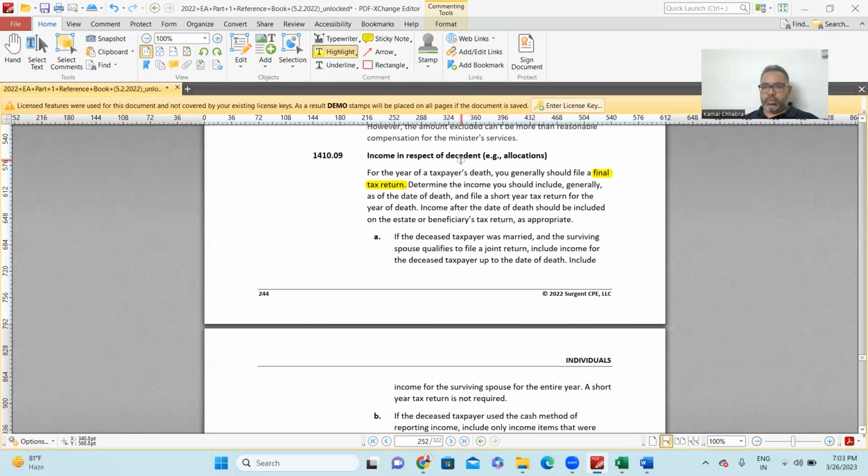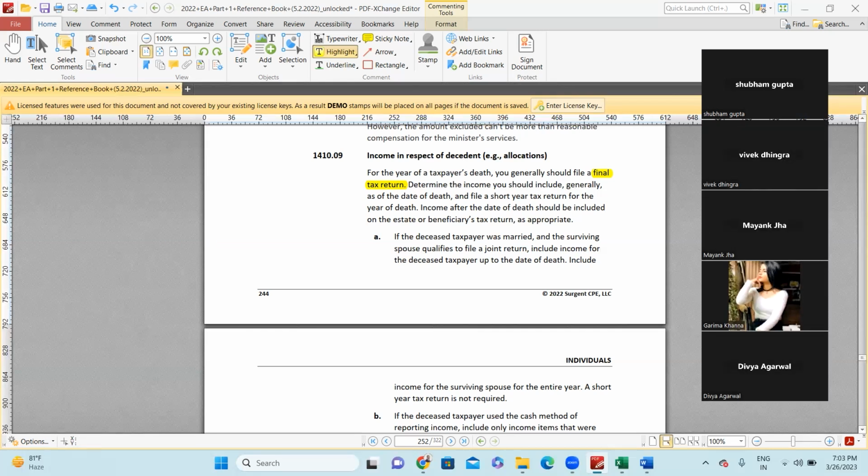Yes, sir, I have one question. If the person is married filing separately and expires during the year, and he has appointed an executor, then sir, can the executor claim an extension? Yes, 6 months. The 6-month exemption clause is always there. That we have already studied in chapter 1. So those standard clauses will continue as it is. So income after the death should be included on the estate or beneficiary tax return, right?